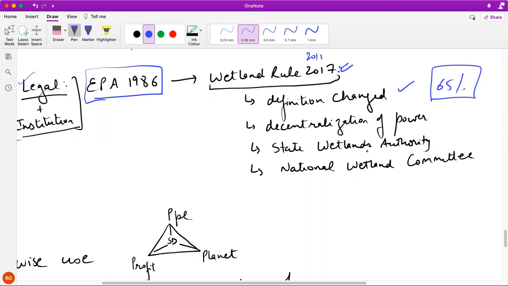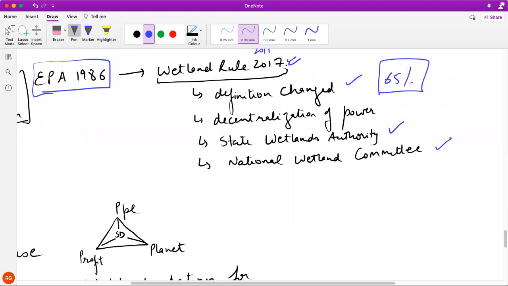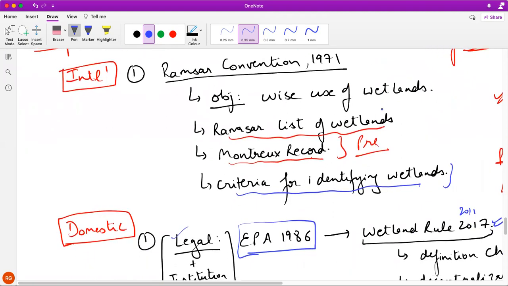Then it provides for decentralization of power. Basically, it means it empowers states to identify and manage the wetlands. So state wetlands authority has been set up, and at the central level, National Wetland Committee will just provide guidelines to states and monitor the steps taken by the state authorities. But actual management and identification would be done by state authorities. Okay, so these are the rules. And so these are the steps that have been taken.